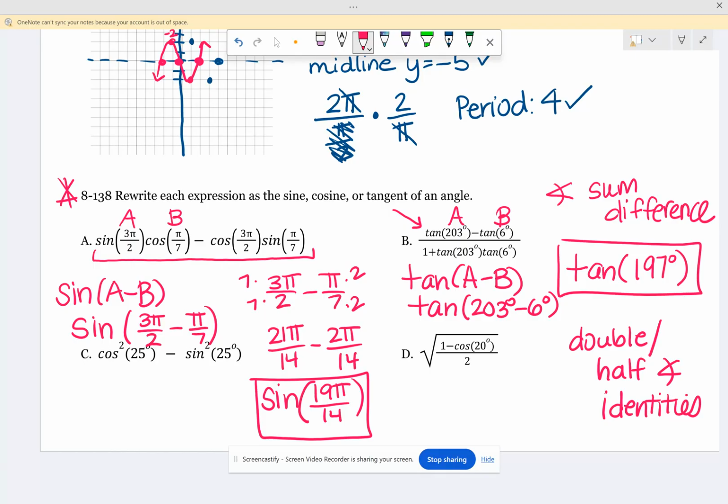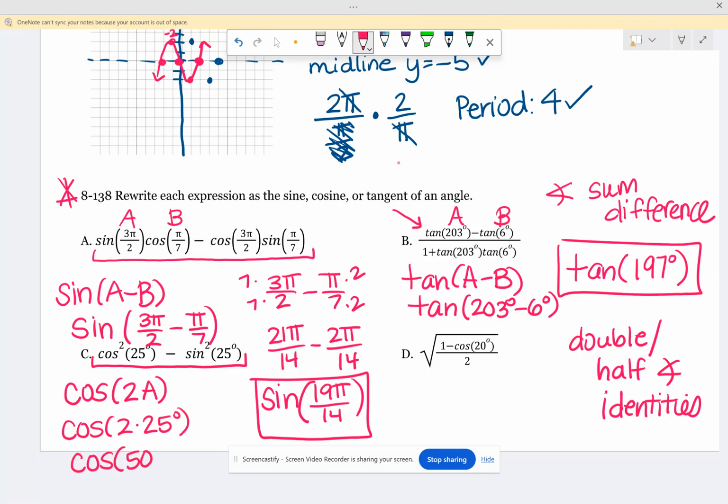And as I'm doing this, you might want to just freeze your screen, or just pause the video and see if you can find the next two formulas without me showing it first. So this would be a good place to pause. I noticed that if I have cosine squared theta minus sine squared theta, that is the double angle. So that is cosine of 2 multiplied by that angle, or 2 times A. So this is cosine of 2 multiplied by 25 degrees. That gives us cosine of 50 degrees.